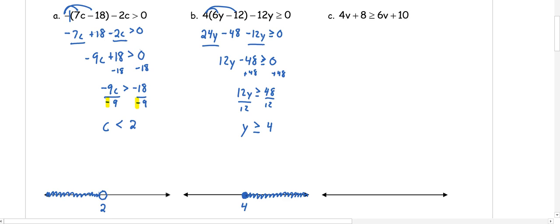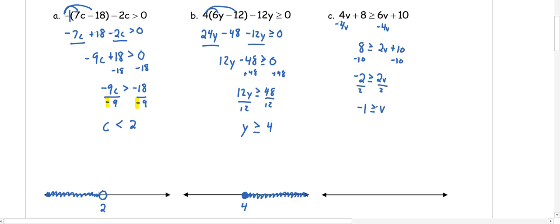C, we have 4v plus 8 is greater than or equal to 6v plus 10. So we're going to move the smaller variable to the other side. So in this case, 4 is smaller, so I'm going to subtract 4v from both sides. 8 is greater than or equal to 2v plus 10. Then we're going to subtract 10 from both sides. So we get negative 2 is greater than or equal to 2v. We divide by 2. Negative 1 is greater than or equal to v.